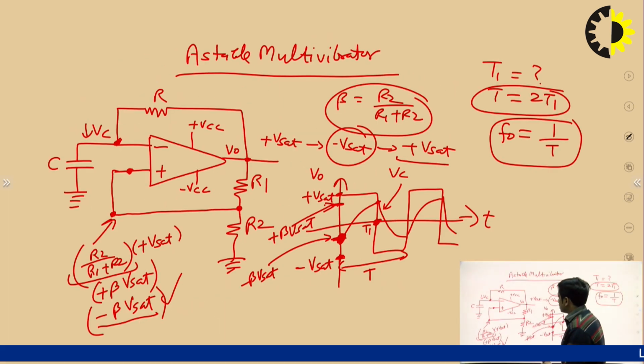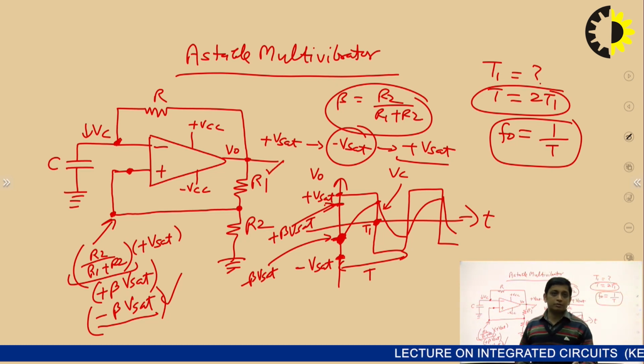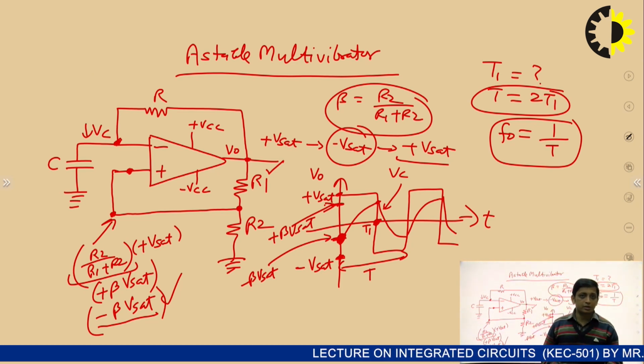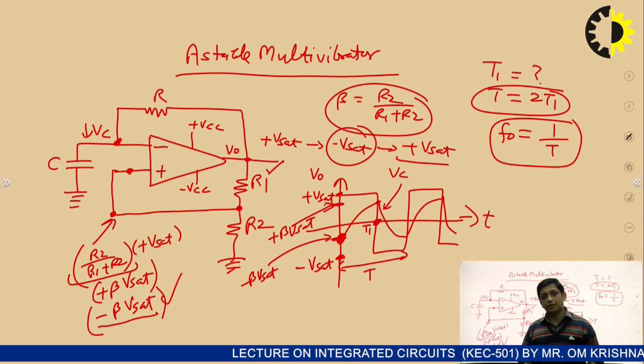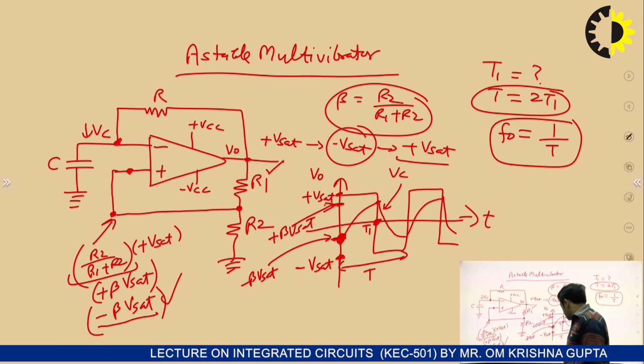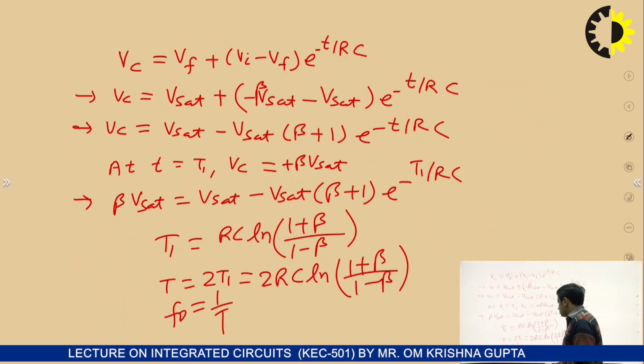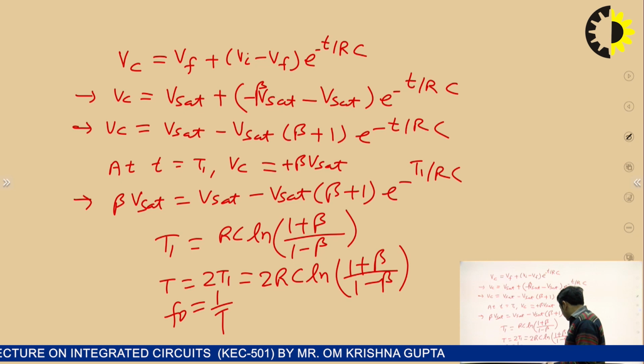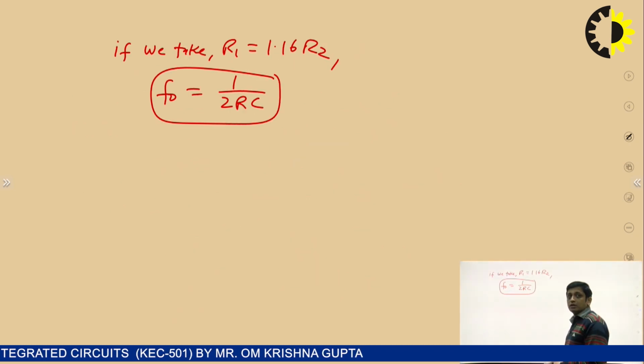So coming to the circuit, what are we doing? We are doing R1 equal to 1.16 R2. So practically, when you implement this circuit, you need a potentiometer for that. So the final equation, we have calculated the frequency of the square wave. Now coming to the monostable multivibrator.